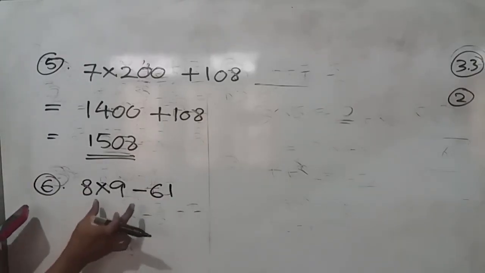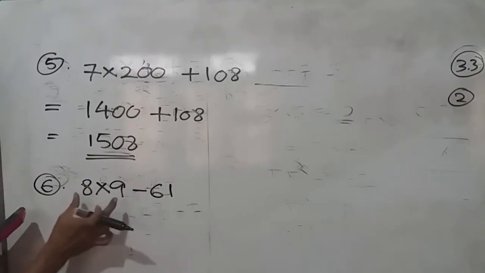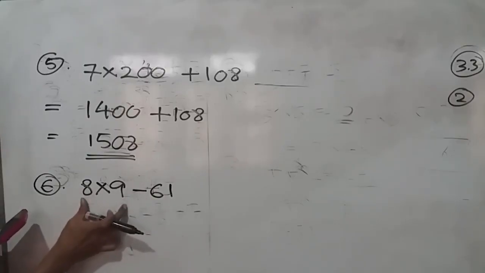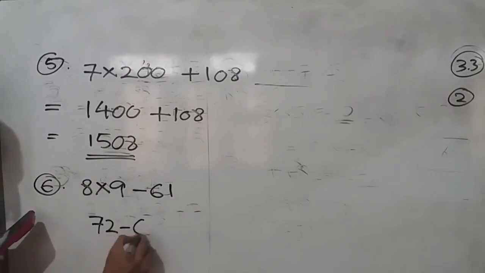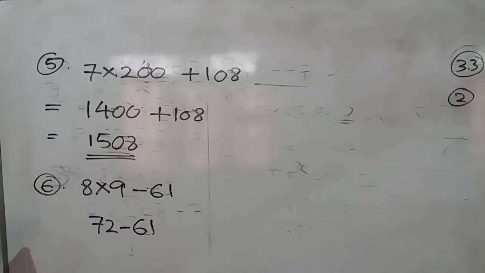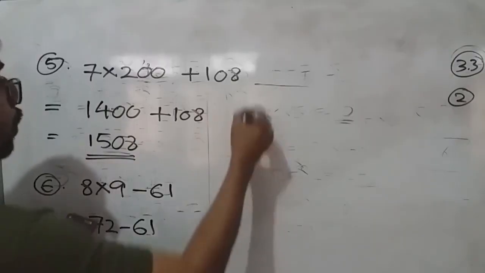So here, this is a multiplication and this is a subtraction, right? So we have to do the multiplication part first. 8 times 9 is what? 72. Then what do we have to do? We have to subtract 61 from that. 2 minus 1, that becomes 1. 7 minus 6, that also becomes 1. And we get the answer as 11. Right.